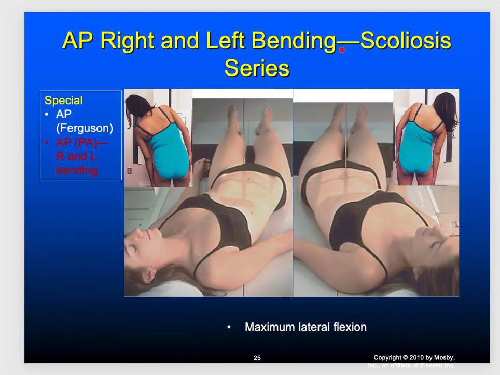So AP right and left bending series. So this is erect, and you are bending to the right, and you are bending to the left. If you do it on the table, you're just going to have the patient hold the position best they can, and you're just going to move the shoulders, the upper torso to the right, to the left for that image, okay?